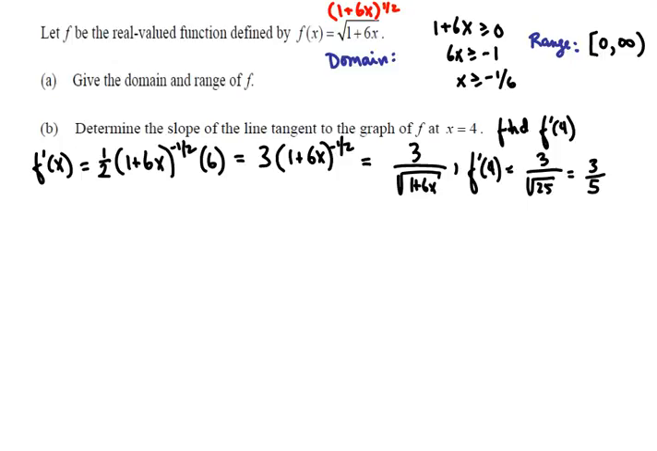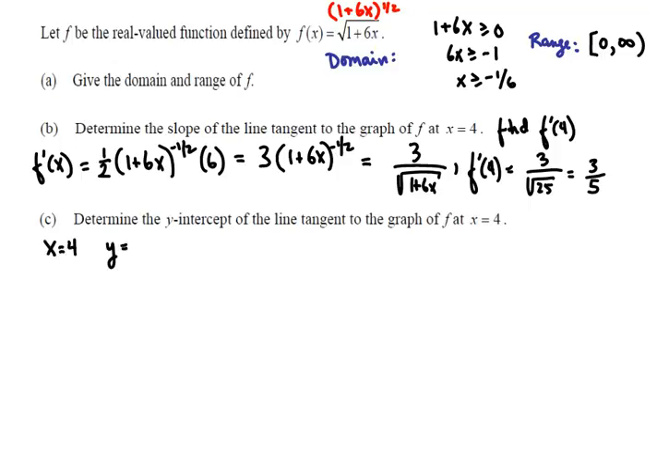For part C, we want to determine the y-intercept of the line tangent to the graph of f at x equals 4. So obviously, we need to find the equation of that line at x equals 4. We have the x value, and we need the y value, so we plug in x equals 4 and get the square root of 25, which is 5. So the x-coordinate is 4, the y-coordinate is 5, and the slope is 3/5. In point-slope form, that would be y minus 5 is equal to 3/5 times x minus 4.